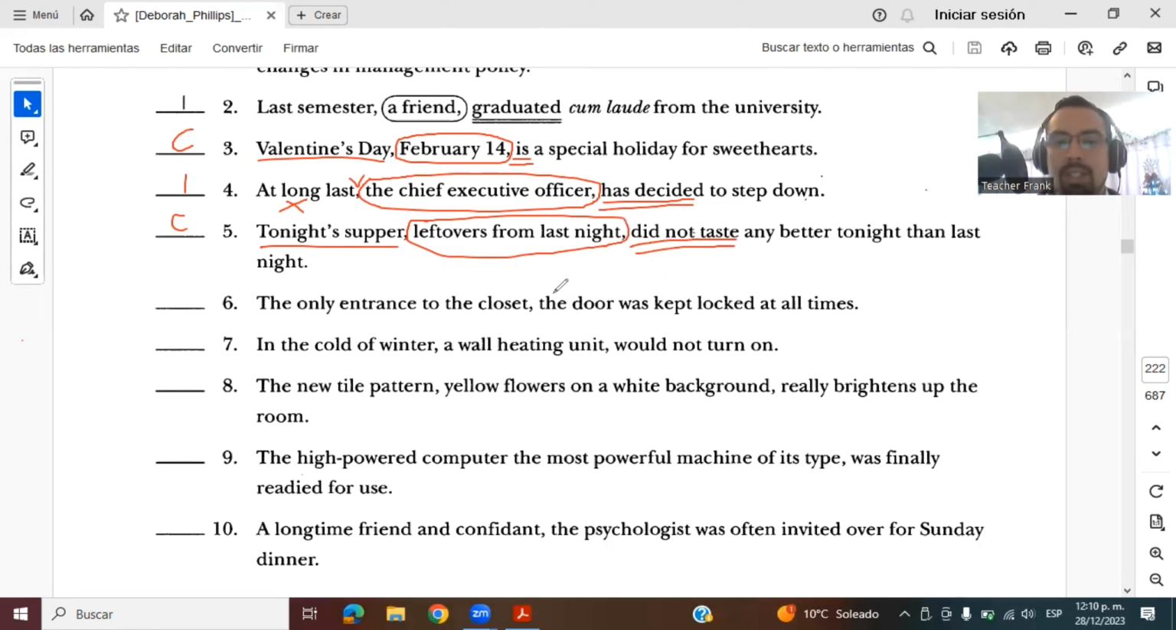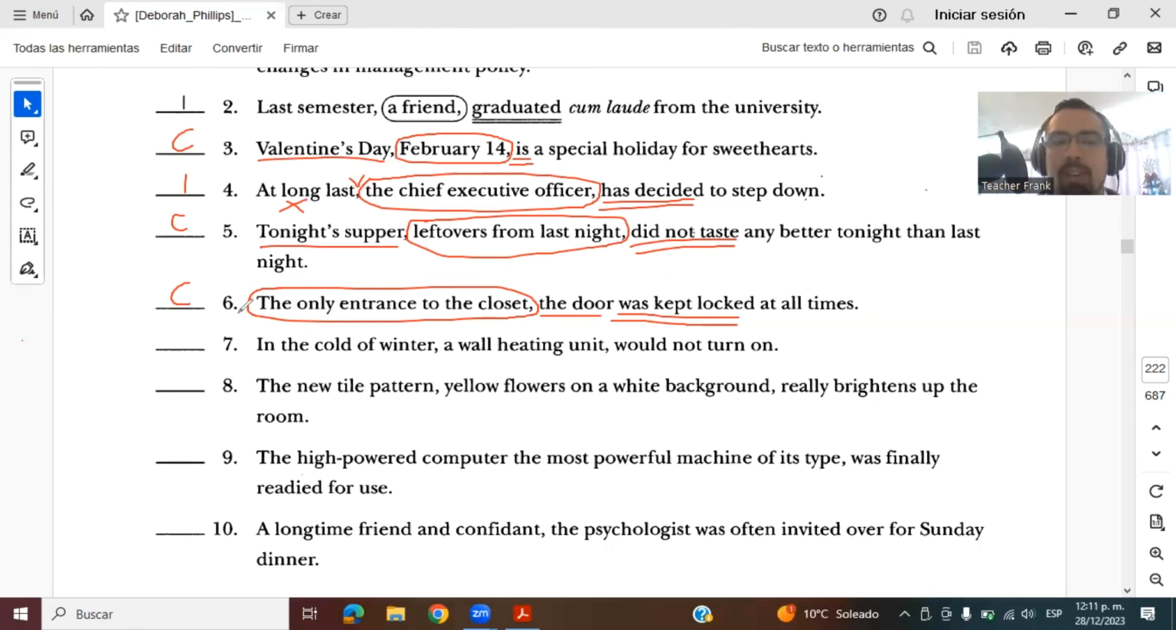Okay, number 6 now. "The only entrance to the closet, the door was kept locked at all times." Was kept locked is my verb structure. The only entrance to the closet has a comma before it, so this is my appositive. And the door is the subject. The door was kept locked at all times. So number 6 is correct.